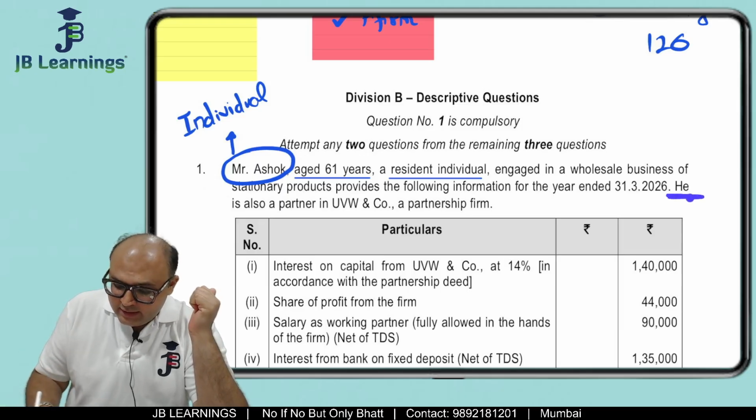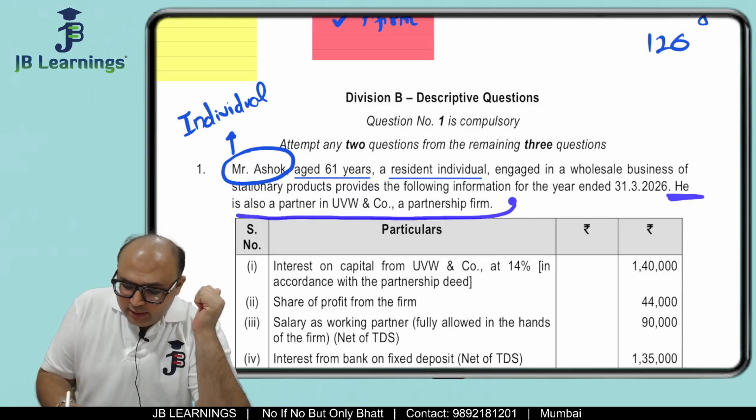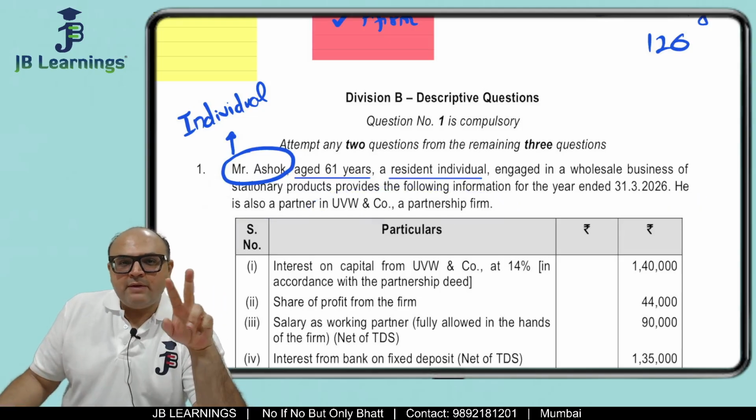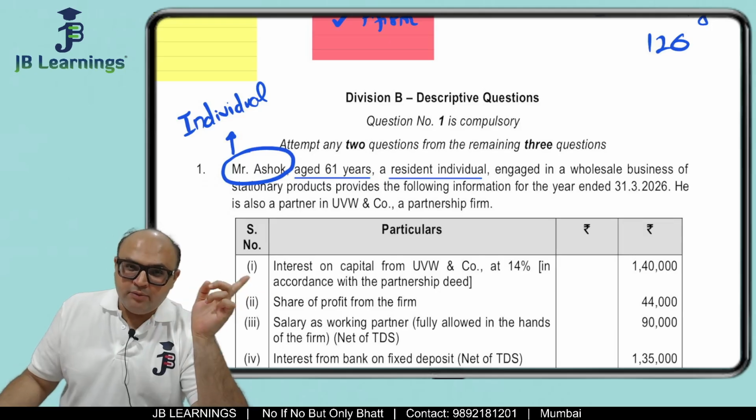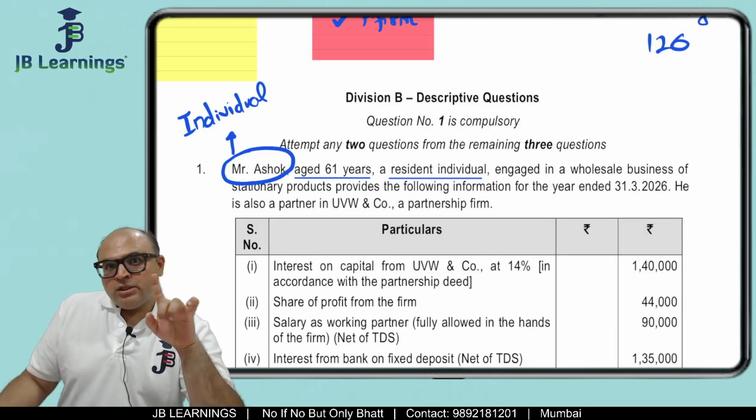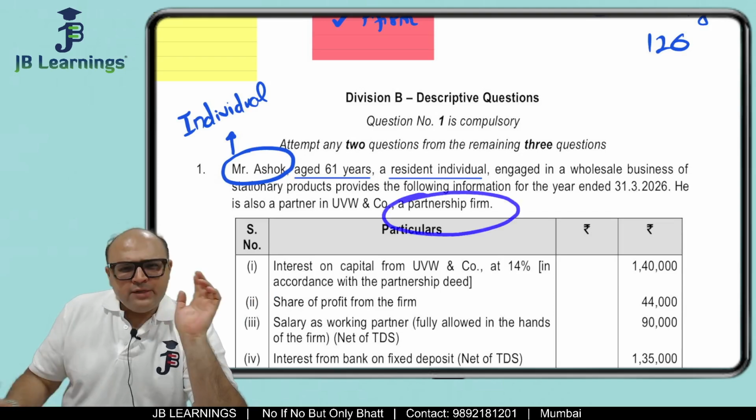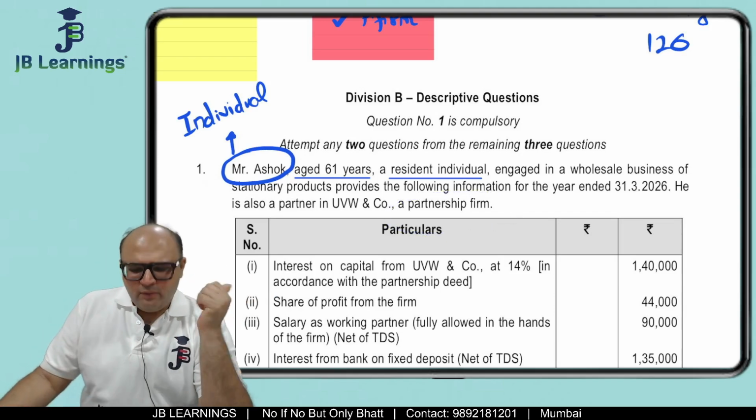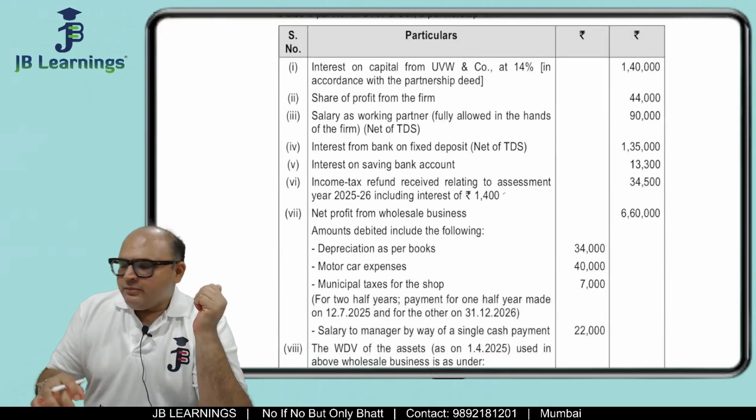This is a uniqueness about the sum. He is also a partner in a partnership firm. So this person is having two businesses. In one business, the person is a proprietor, and in another business, the person is a partner. Is it possible? Yes, absolutely possible. Why not? Now the entire sum is in tabular form.